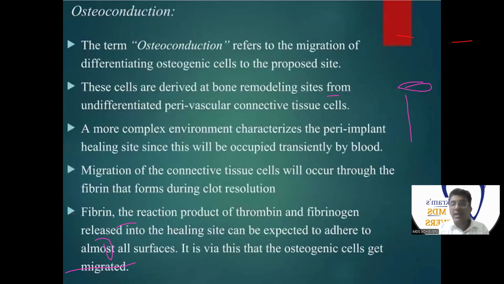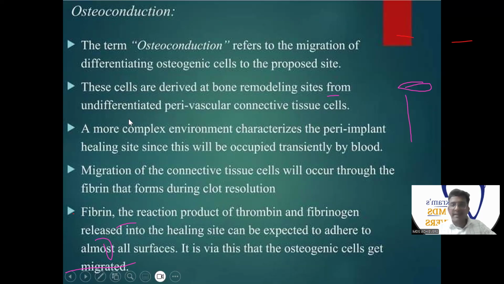Osteoconduction. The term osteoconduction refers to the migration of the differentiated cell. That is, it is being conducted from one side to another side, with the osteogenic cells moving to the proposed side. And these cells are derived from the remodeling sites and from the undifferentiated perivascular connective tissues.